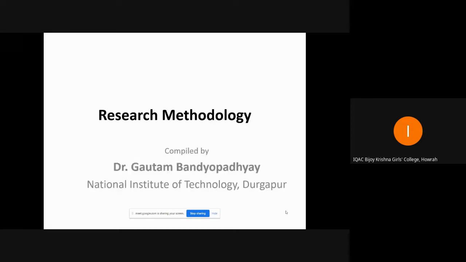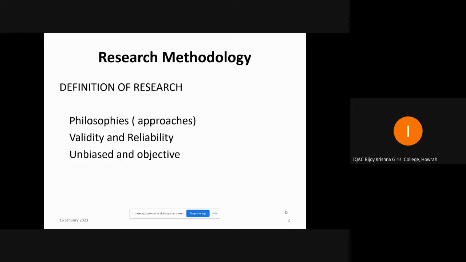Actually, before starting, I would like to say something on the research methodology part, and then I will go to the different methods of quantitative research. So basically, the definition of research depends on three parts. One is the philosophy, another part is the validity and reliability, and another is being unbiased and objective. I will not go into detail, because I will give my PPT to all of you after my lecture. So everything is written here.